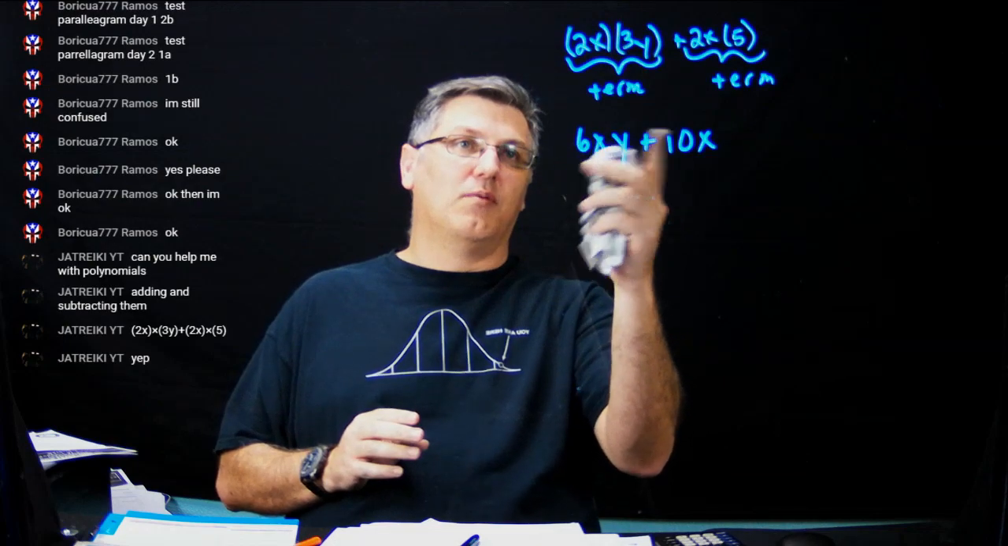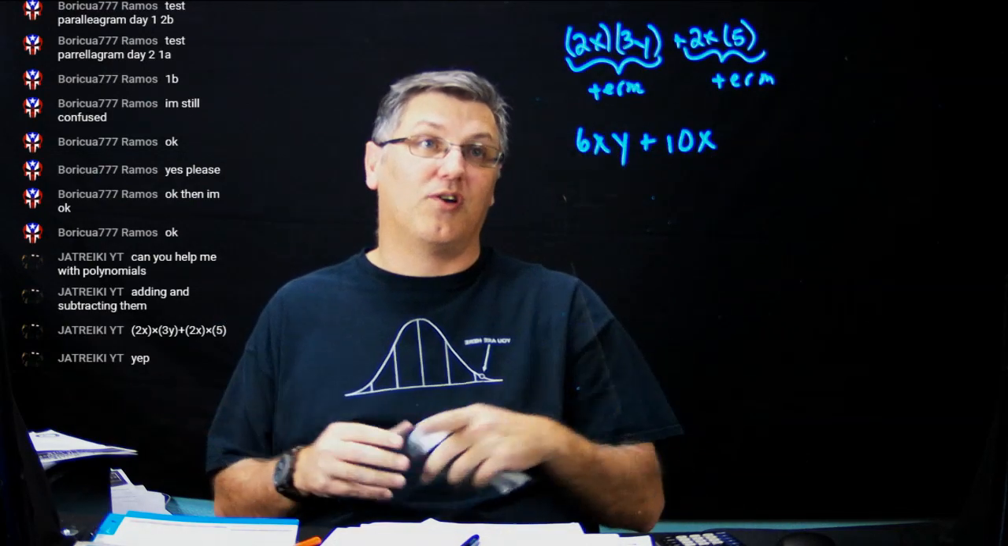So yeah, multiply your numbers and then multiply the variables. If they're identical, then you can combine them, but if they're not identical, you can't combine them.